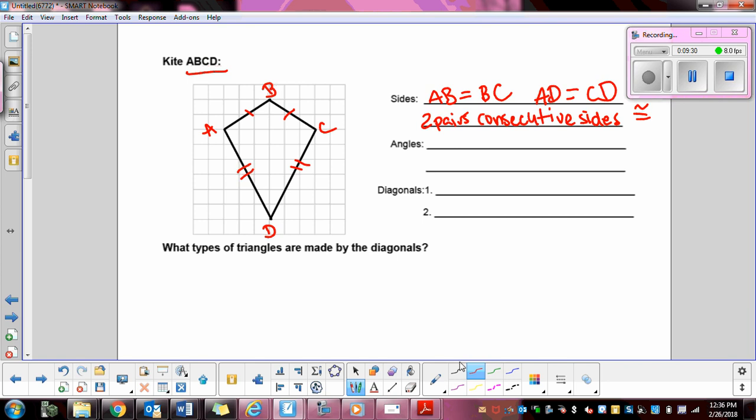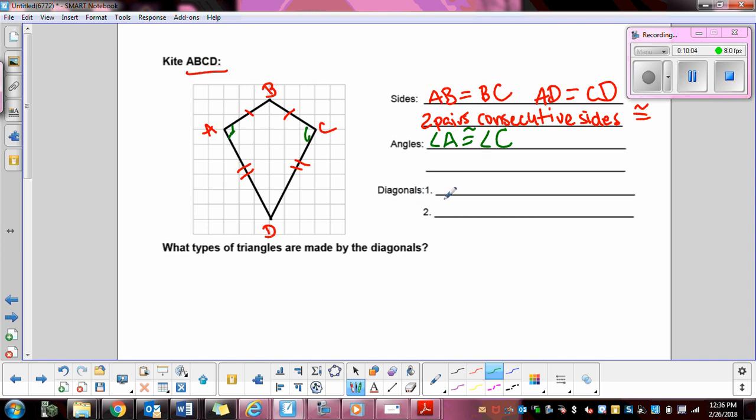Okay, let's look at the angles. This is something different. I know that angle A, and we can name that BAD as long as A is in the middle, is congruent to angle C. And that's all we know about the angles. So we have angles included in the non-consecutive sides are congruent. So angle A and angle C are going to be equal.